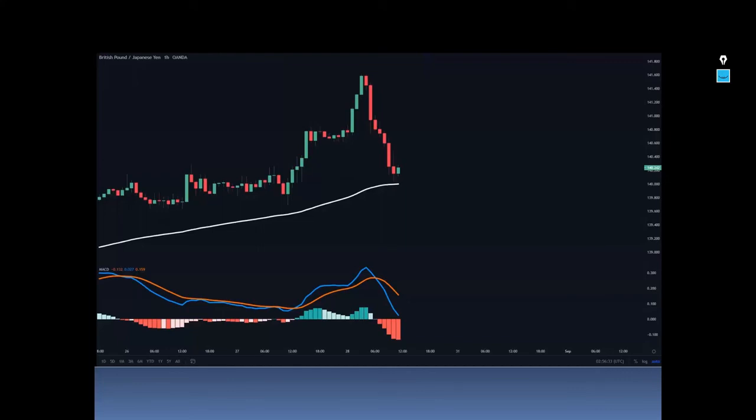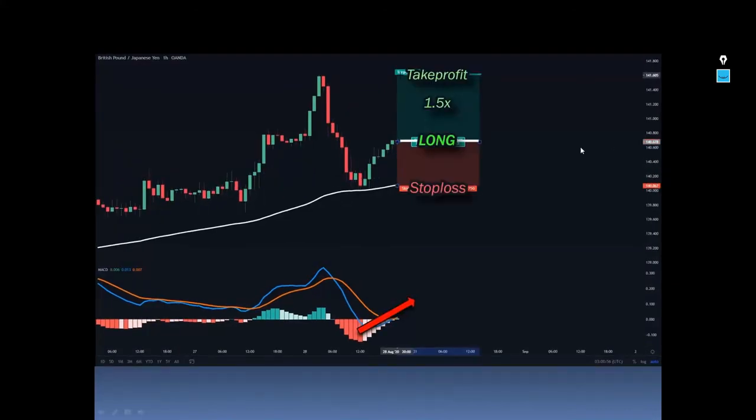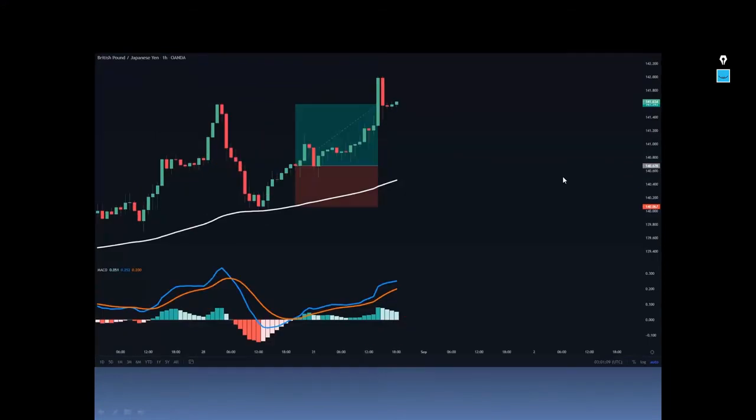Now, for your exit strategy, you can place your stop loss at the nearest swing low. That's the main thing. And set your profit target at 1.5 times your stop loss. And as you can see, this trade pretty much hit our target. That's a good, simple, easy strategy with a really good win-loss ratio.